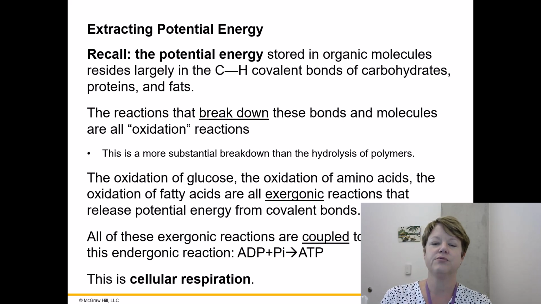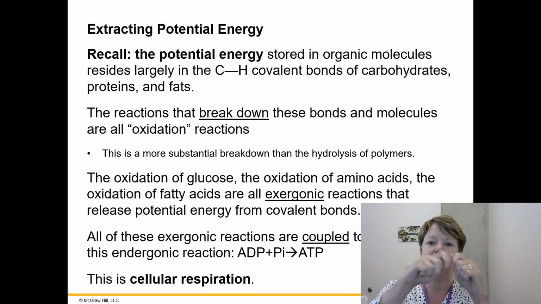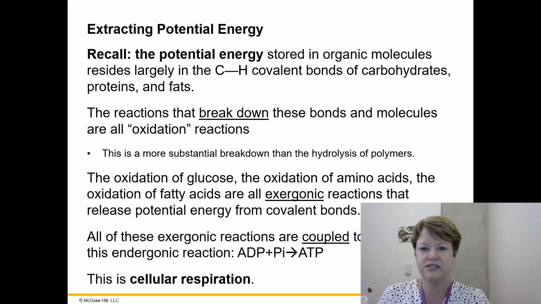So the reactions that break down these covalent bonds to get that energy are going to be called oxidation reactions. These are breakdown reactions, but they're much more substantial breakdown than the reactions we've talked about before. We talked about hydrolysis of polymers down to their monomer components. Now what we're talking about is actually breaking down the monomers bond by bond, all those covalent bonds, into very little left, just the atoms and very small molecules, carbon dioxide and water specifically.